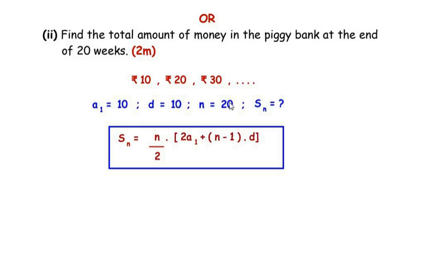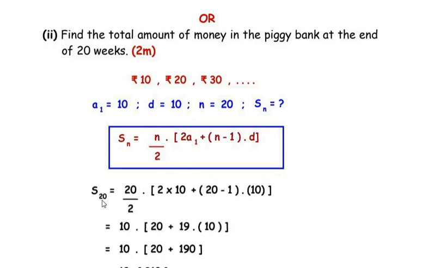Now since we need to find out the total amount of money collected at the end of 20 weeks, n is going to be 20. And we need to find out Sn, that is S20. So here we are going to make use of the sum of n terms of an AP formula. So let us plug in all these values in this formula now. So S20 is equal to, n is going to be 20 now. So 20 over 2 times now a1 value is 10 plus 20 minus 1 times the common difference, which is 10.